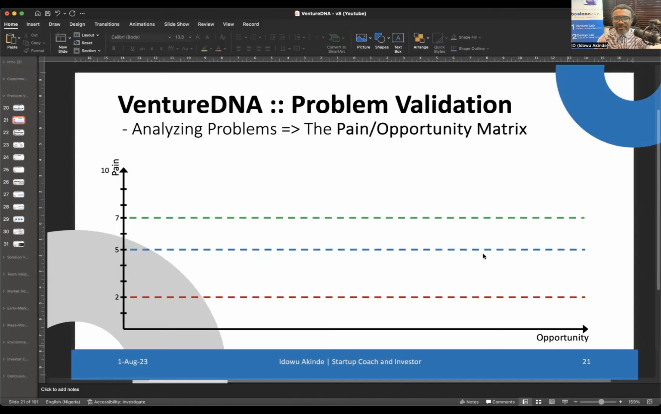Moving on in our series on season 2, where we're discussing problem validation. Today, we'll be discussing a tool, a technique for analyzing problems called the pain opportunity matrix. I like this, it's one of my favorites. I actually have it on my wall right now. I'm looking at it on the wall, but we'll design it on the whiteboard and take a look at it together. It's one of my favorite tools for analyzing problems. So without much further ado, let's get right into it.